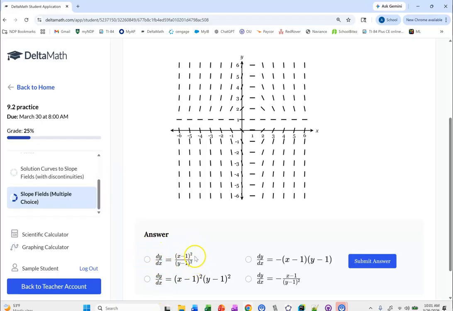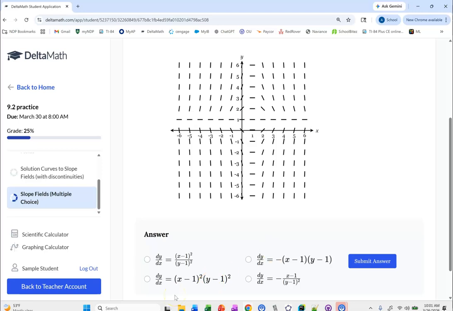Who says this one? Show of hands. Okay. Who says this one? Okay. Who says this one? Okay. And who says this one? Okay. So first thing we look for are the horizontals or verticals, right? So I see horizontal at y equals 1 and vertical at x equals 1. So I can immediately discard the two fraction ones, because there I'd have vertical at y equals 1 and vertical at y equals 1. So I know it's going to be one of these two.